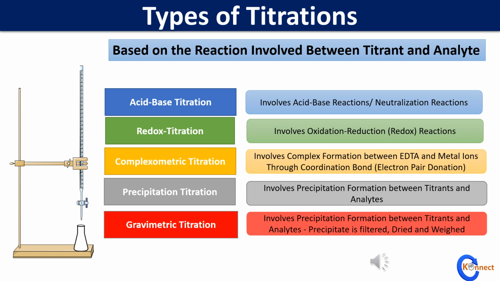The third type of titrimetric method is complexometric titration, which involves complex formation between ethylenediaminetetraacetic acid, which is EDTA, and metal ions through coordination bonds or electron pair donation. Precipitation titrations are the fourth type of volumetric titrations, which involve precipitate formation between titrants and analytes. And the fifth type of titrations are gravimetric titrations, in which the precipitate formed between analytes and titrants is filtered, dried, and weighed. In the coming part of this video, I will let you know about the details of these five titrimetric methods.